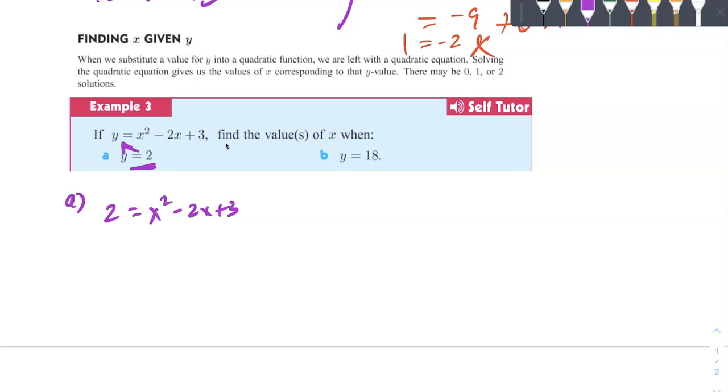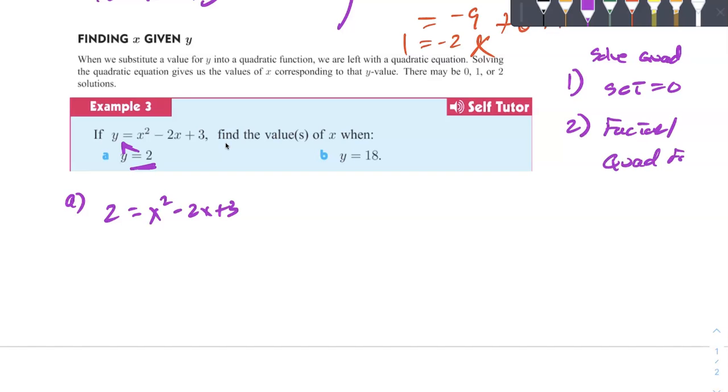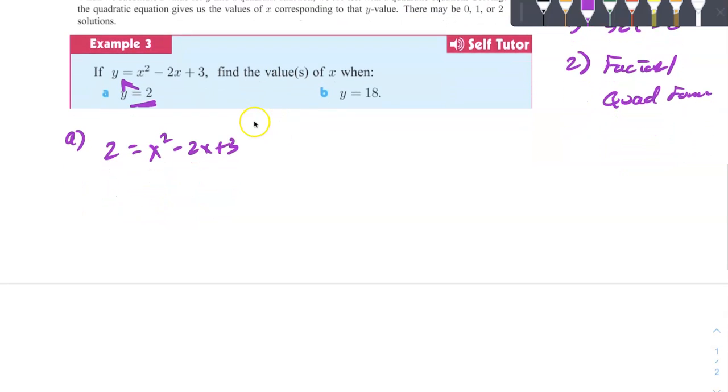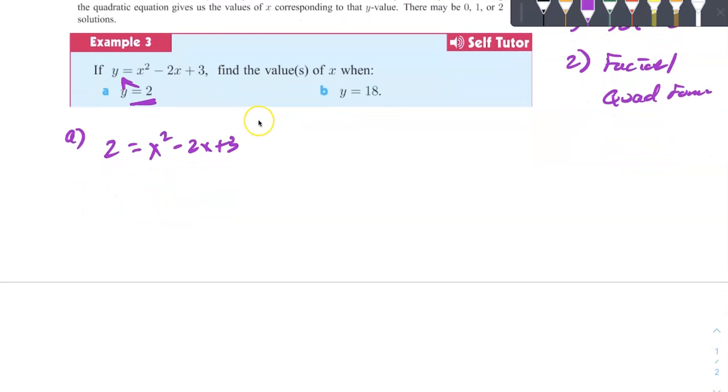This is how you solve a quadratic. We're going to set it equal to 0, and then we're going to either factor or use the quadratic formula. Later on we'll talk about a different way of doing it, which is solving by completing the square, but for now we're going to talk about these two ways. So we set it equal to 0, and then factor or use the quadratic formula.